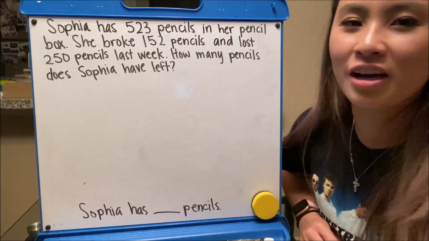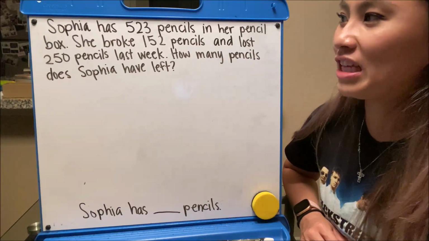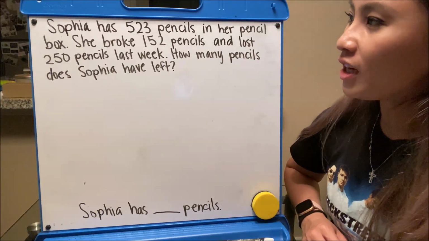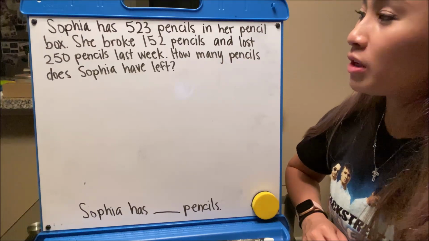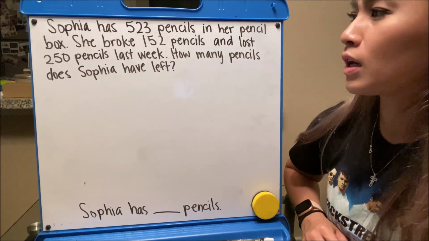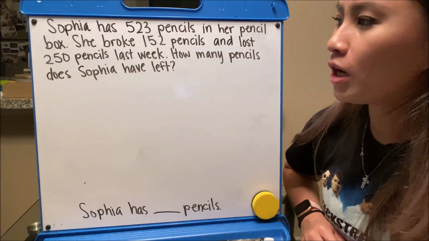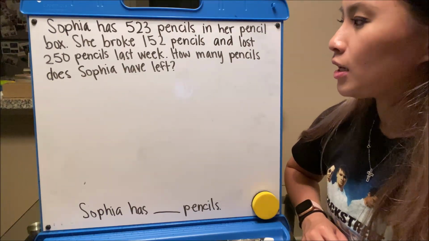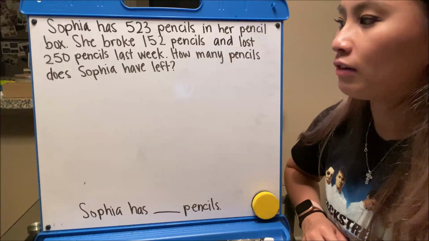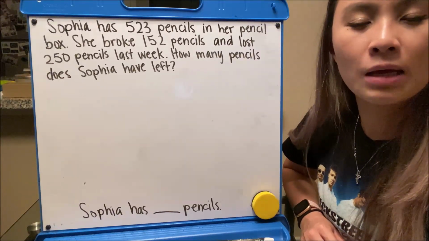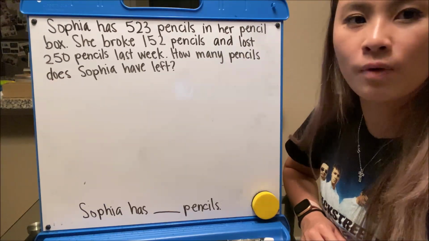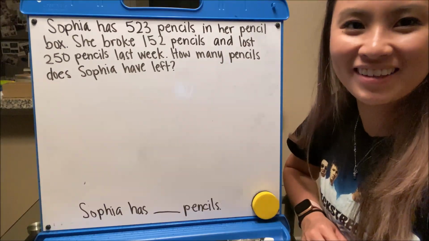All right, this time I would like for y'all to try this one on your own. Sophia has 523 pencils in her pencil box. She broke 152 pencils and lost 250 pencils last week. How many pencils does Sophia have left? Remember, go ahead and pause and practice, and when you are ready to check your work, press play.